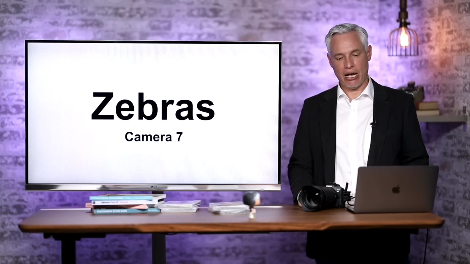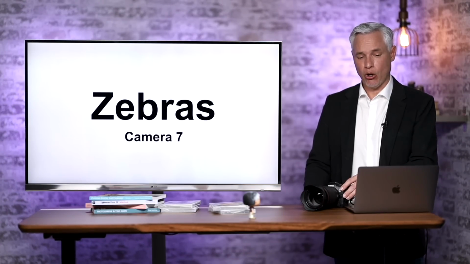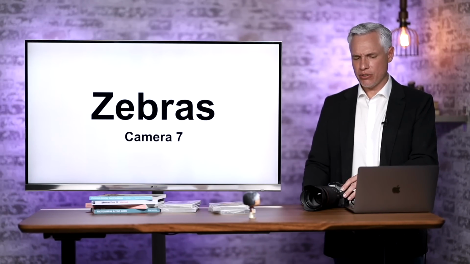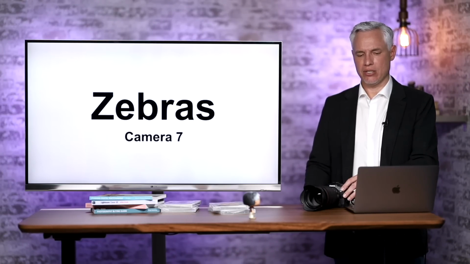Another video-centric option is zebras. Zebras highlight overexposed parts of the frame. So go to camera page 7 and then go down to zebra settings and turn it on. You can see there are different patterns that you can experiment with. Let's set it to zebra 1 and 2 so we can see the difference.